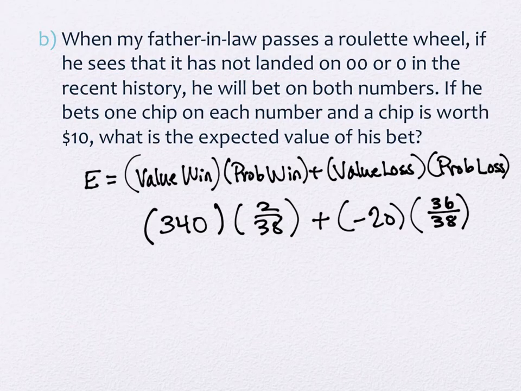Okay, and we're going to calculate this. We're going to use your calculator. So you're going to take 340 times 2 over 38 plus, notice this is a negative, it matters that it's a negative, 20 times 36 out of 38. This is a dollar amount, so we need to round to 2 decimals because it's got to make sense in terms of money.